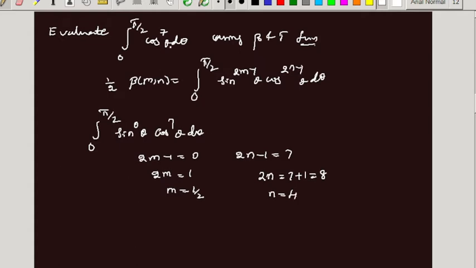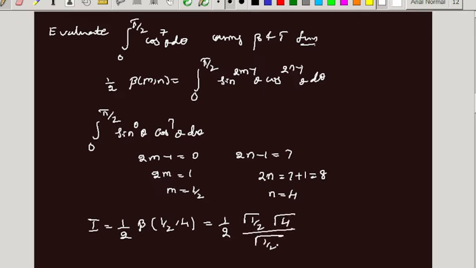So here we substitute using this one. So the integral, the given question, is nothing but 1 by 2 beta of m is 1 by 2, n is 4. So this one we can write by using the beta gamma function, gamma 1 by 2 into gamma 4 dividing by gamma 1 by 2 plus 4.